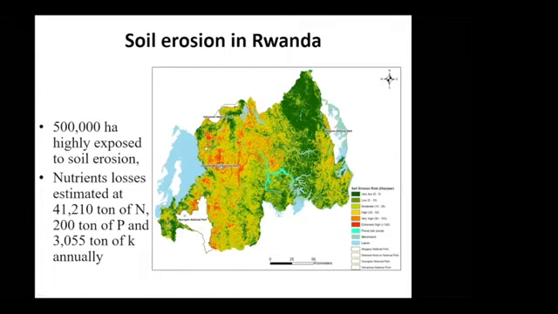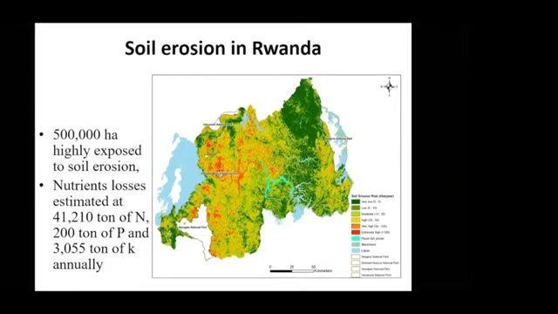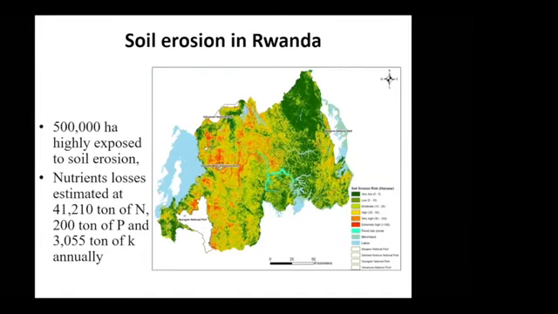And we have about 500,000 hectares highly exposed to soil erosion with associated nutrient losses. So the control of soil erosion is a prerequisite for us to increase productivity. We expect that the fertilizer and the other inputs that are being used are put to good use. Next.